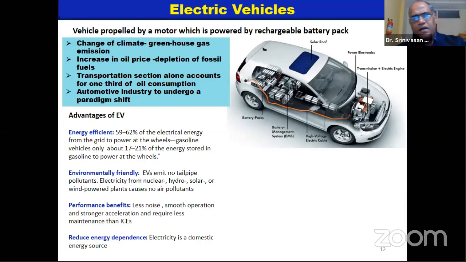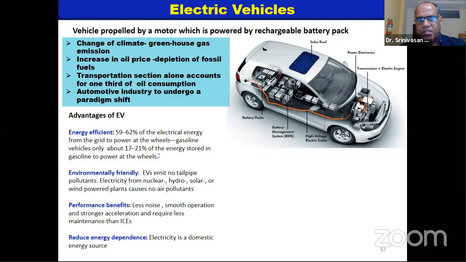As I mentioned, change of climate due to greenhouse gas emission, increase in oil price, as well as depletion of fossil fuels, all motivate us to switch over from fuel-based vehicle to the electric vehicle. So when you see the advantage of electric vehicle compared to the fuel-based vehicle, it is energy efficient.